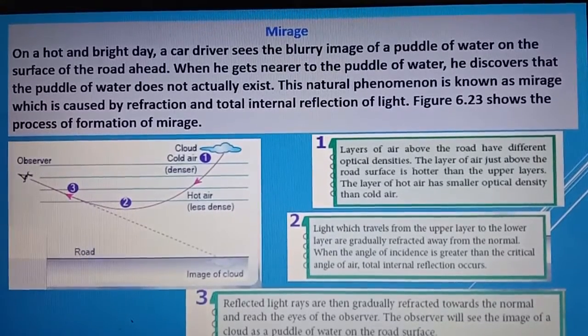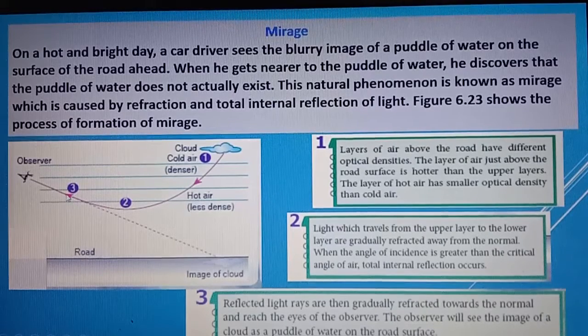When the angle i is greater than the critical angle, what happens to the light ray? It will experience total internal reflection here. With total internal reflection, it will travel back up to the same medium. So you can see the number 3 here. Number 3 here means the light ray has already experienced total internal reflection.